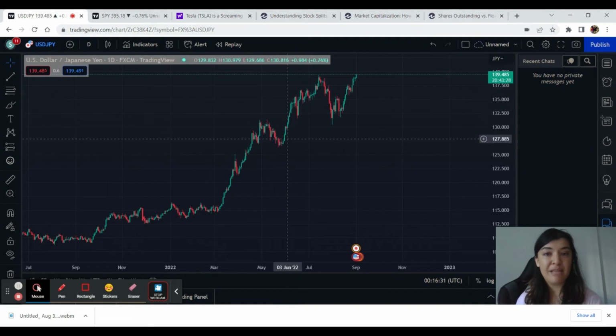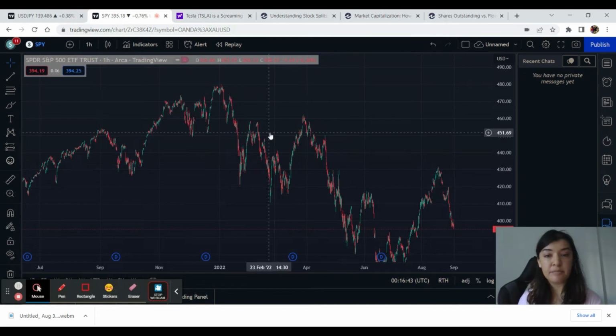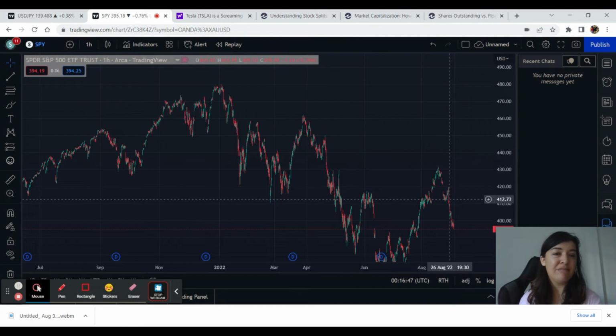So yes, the daily looks very similar. It's just been on an uptrend since March, up, up, up, up, up. Now looking at SPY over here, we're looking at the 1 hour. It just looks like it's falling off of a cliff.